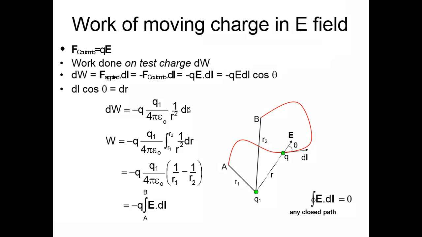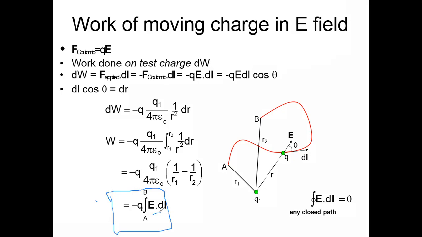That is a very simple derivation: minus q E dl cos theta. So work done is equal to minus q1 by 4 pi epsilon naught, 1 by r square, dr. This is nothing but the electric field, q1 by 4 pi epsilon naught r square, and dr is the displacement. So you are moving from r1 to r2. This integration is very simple, and you get an expression where the work done is the electrostatic potential energy. So work done is minus q times E dot dl.